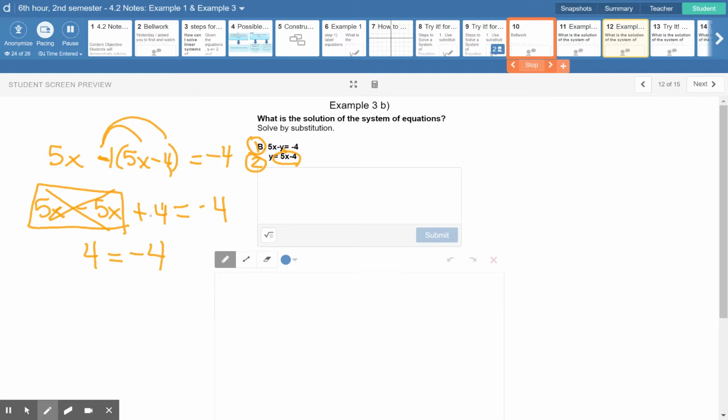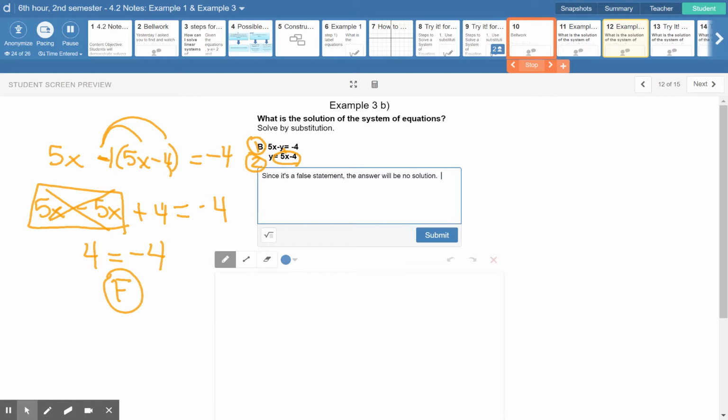Now, you have to be very careful. It looks like they're the same number, but they're not. One's a positive 4, one's a negative 4. Since they're not identical, this is a false statement. So a false statement, the answer will be no solution.